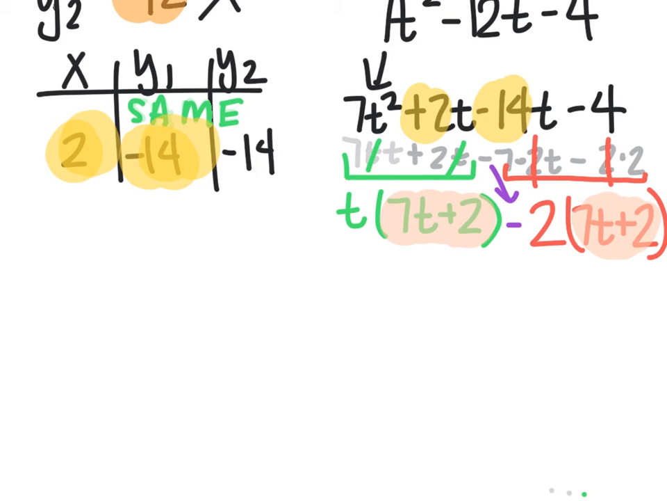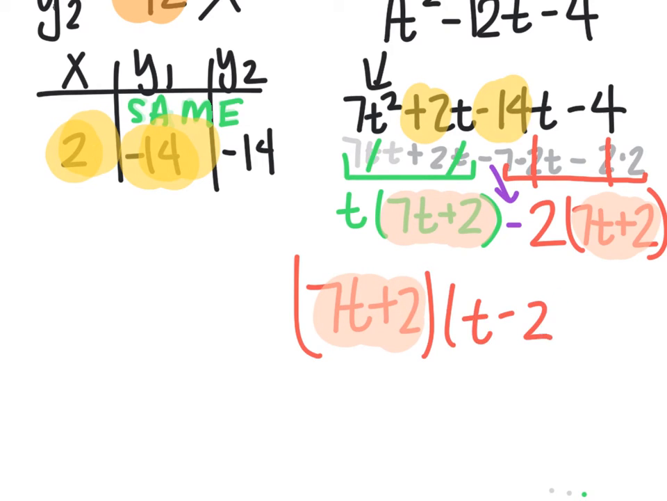So that tells me that my first answer is 7t plus 2 because that's what was in the parentheses. And then it also tells me that my second answer is t minus 2. The reason that's my second answer is because that is what was in front of the parentheses. T and minus 2, that's where that comes from.